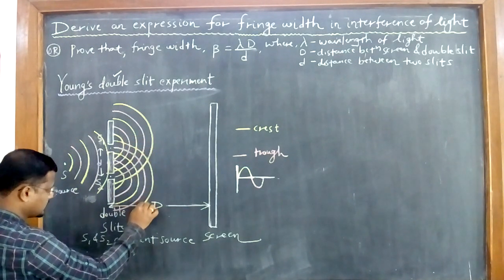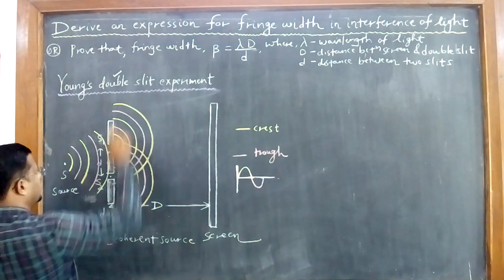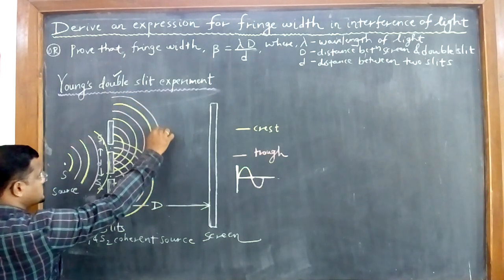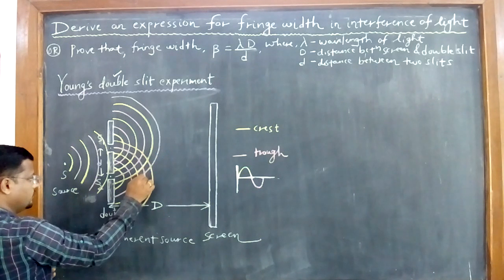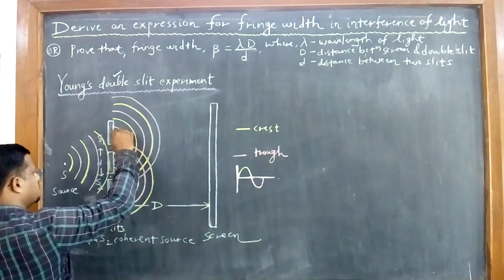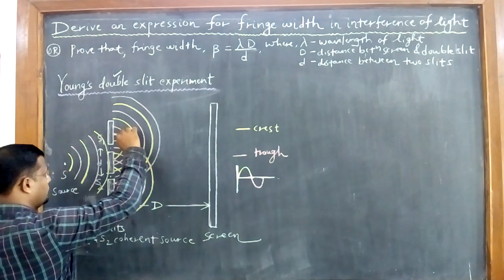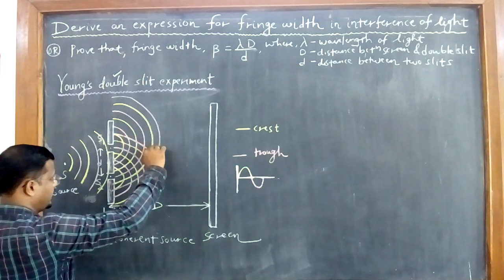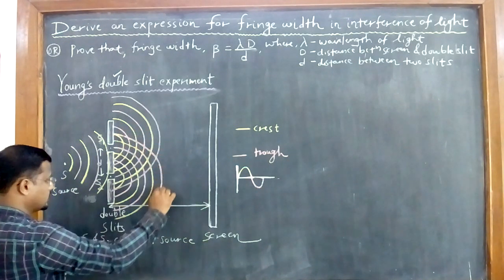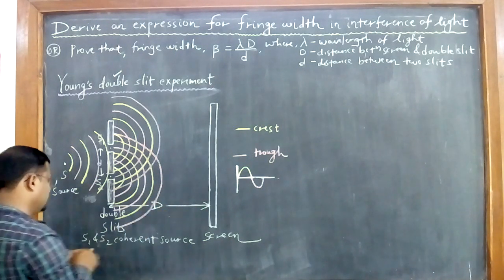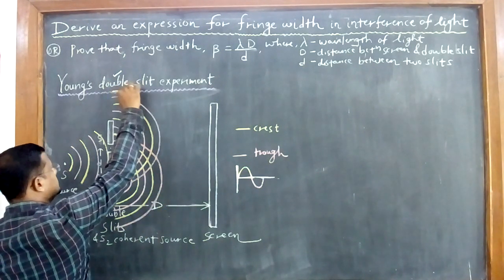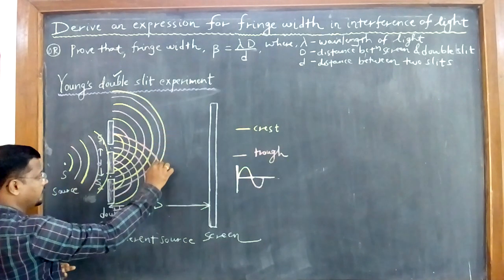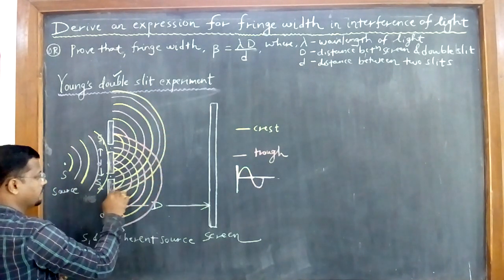In my last classes we have seen that there are two types of interference: constructive interference and destructive interference. In case of constructive interference, the light is going to construct, and in case of destructive interference, the light is going to destruct. We know wherever two crests are meeting each other, or wherever two troughs are meeting each other, that will give the maximum intensity of light.